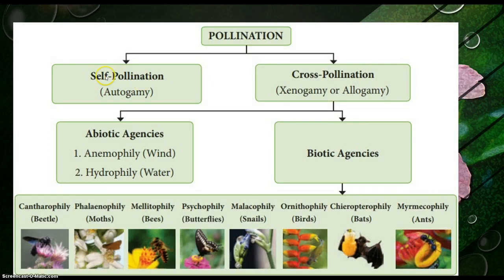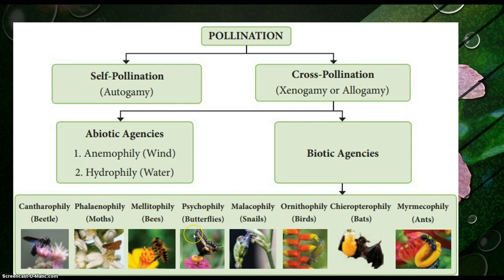We have discussed self-pollination, and in cross-pollination, we have abiotic agents, which I mentioned at the beginning of this lecture. It can be made by the wind, known as anemophily, or by water, known as hydrophily, or it can occur with the help of certain biotic agents, that means living agents, which can be many. Here you cannot see the name of humans, but humans also help in the process of this cross pollination. Here you have some examples: by beetle it is cantharophily, for moths it is phalaenophily, for bees it is melittophily. So for each one of them we have a different name.